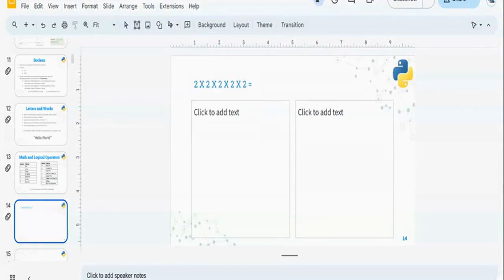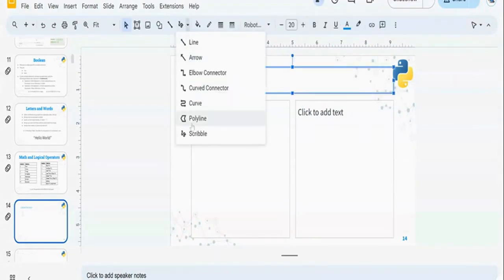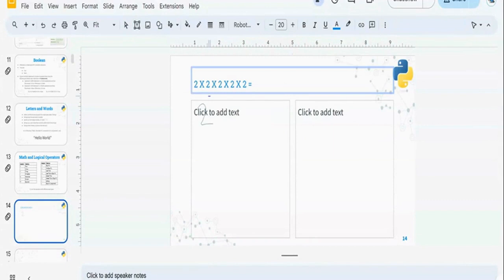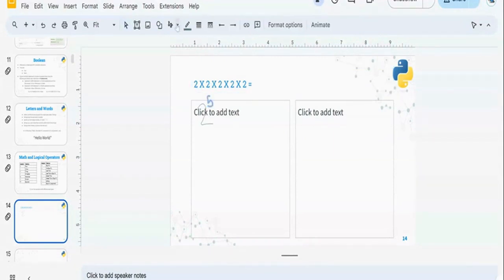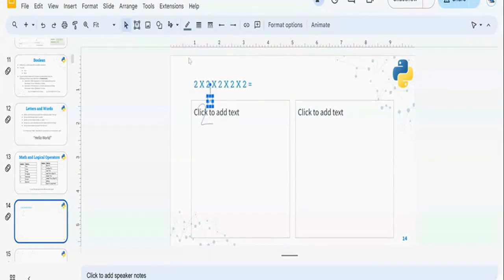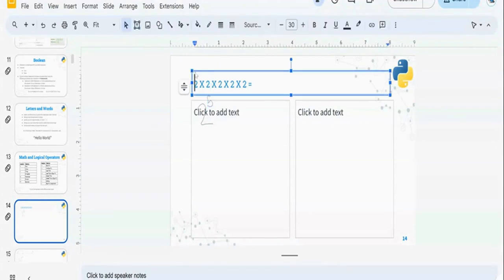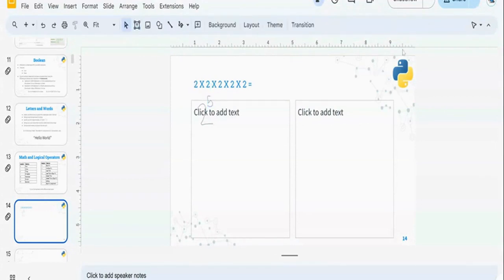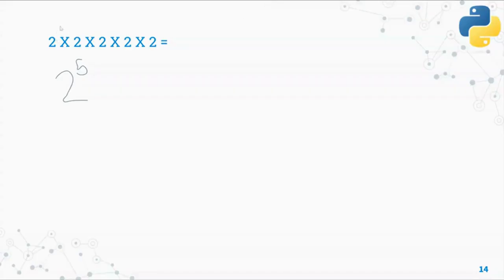Because if we count here, we're doing the same thing 5 times. 1, 2, 3, 4, 5. We can just say 2 to the power of 5, and then that equals 32.